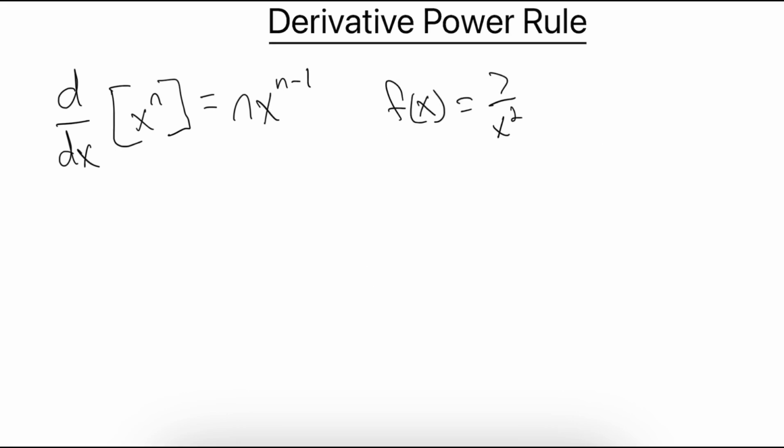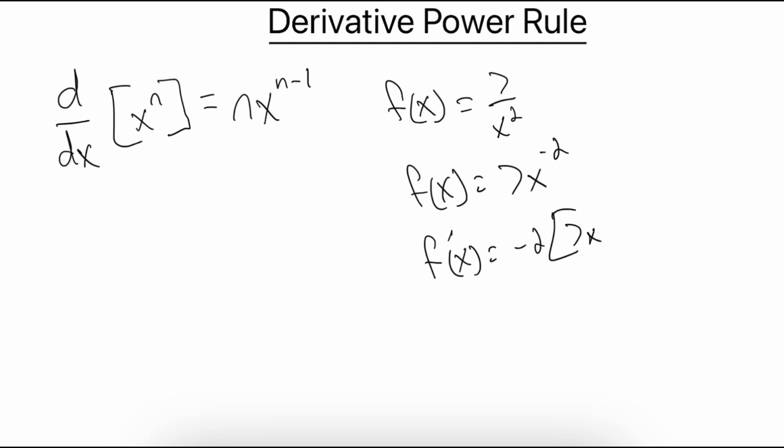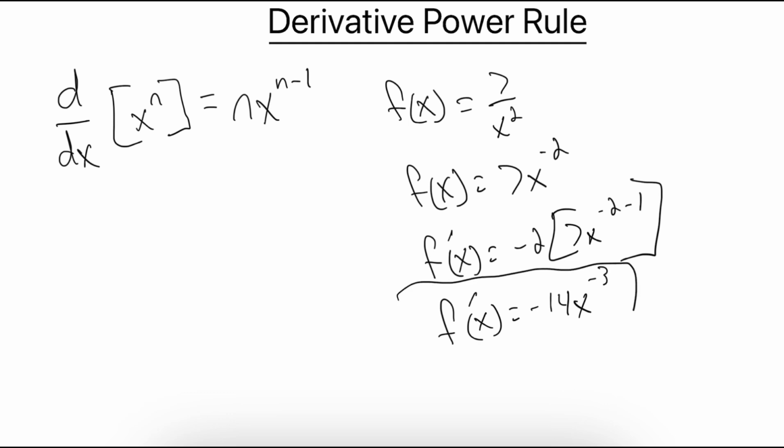So now we have f of x equals 7 divided by x squared. So we'll rewrite it as f of x equals 7 times x raised to the power of negative 2. So f prime of x equals negative 2, which is our n, times 7x to the negative 2 minus 1. So f prime of x equals negative 14, x to the power of negative 3. That's our final answer.